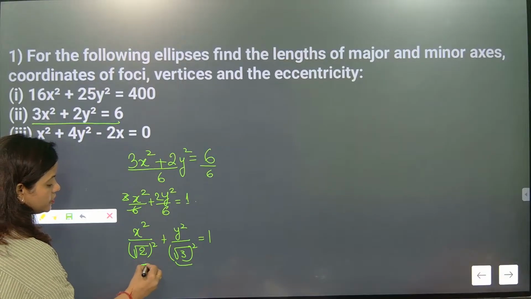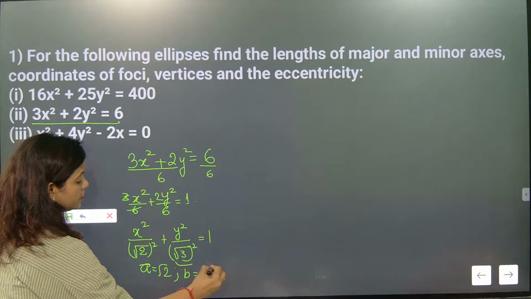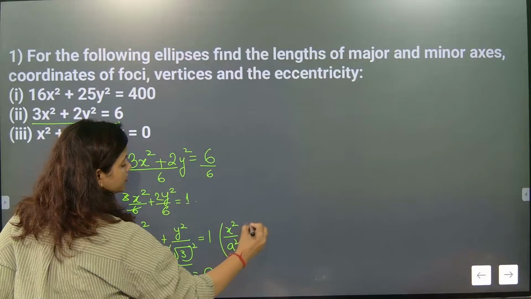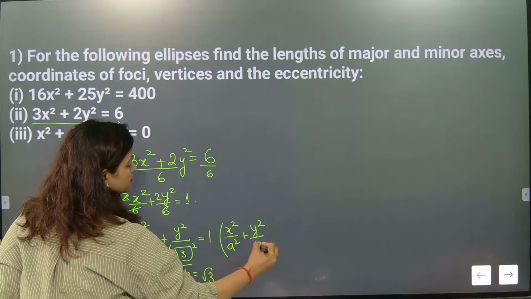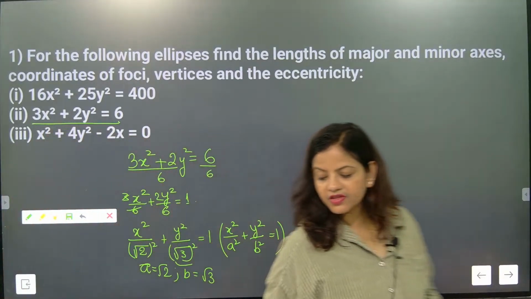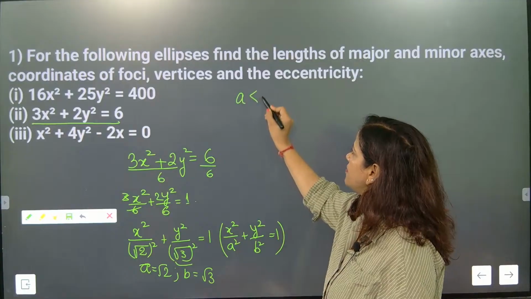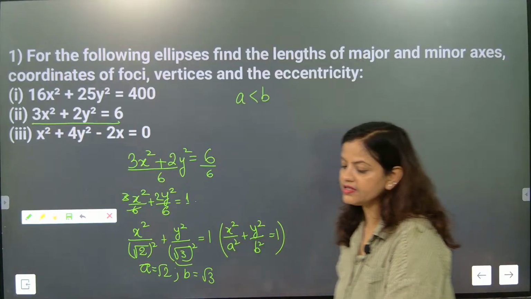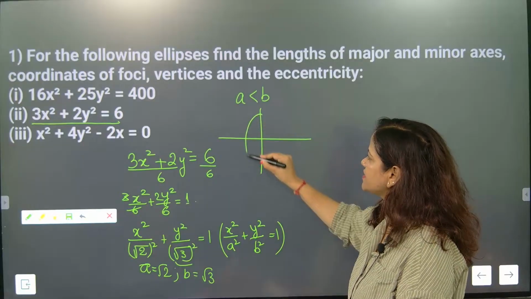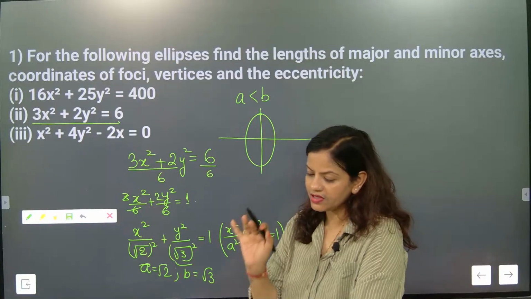Here a is equal to root 2 and b is equal to root 3, if we compare it with the standard equation of ellipse. So a is lesser than b. The moment we find a less than b, it means the ellipse's major axis is not resting on the x-axis, it is resting on the y-axis. That means this time everything will change.